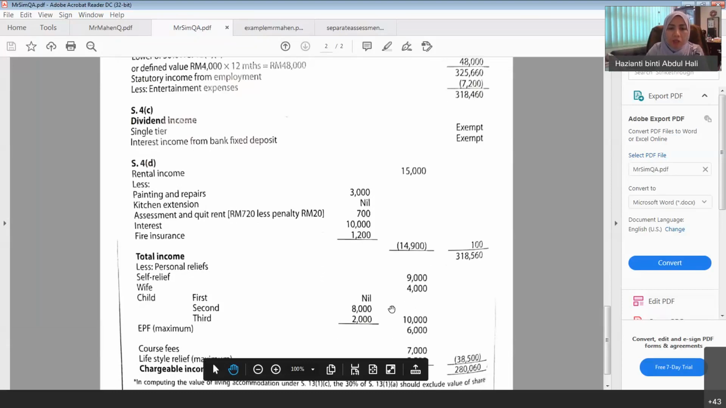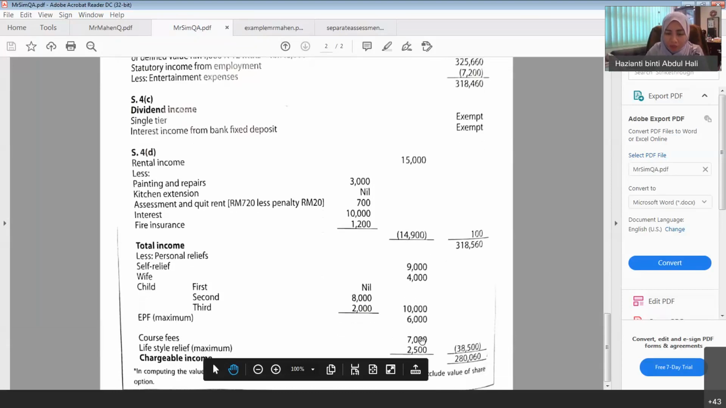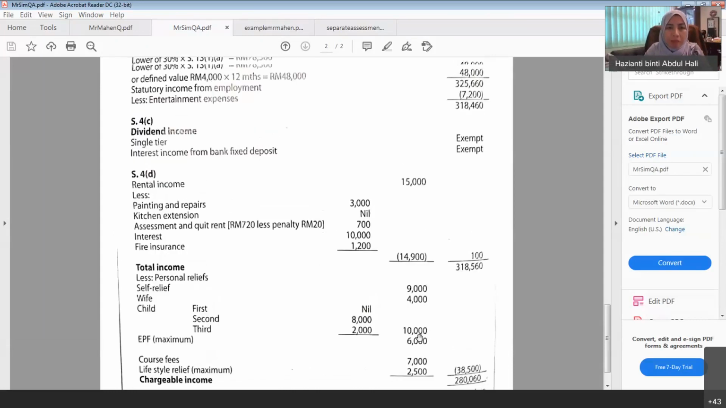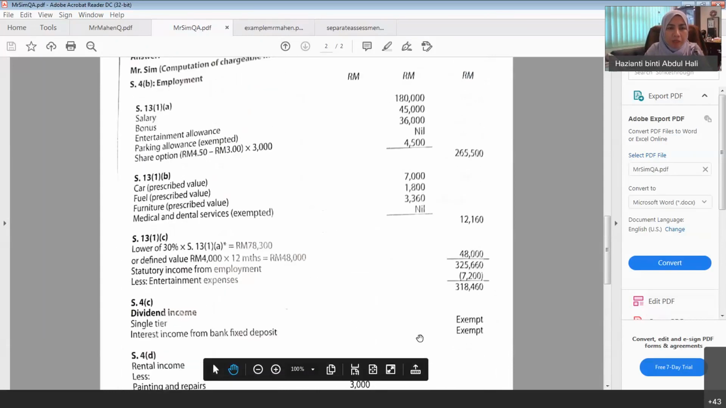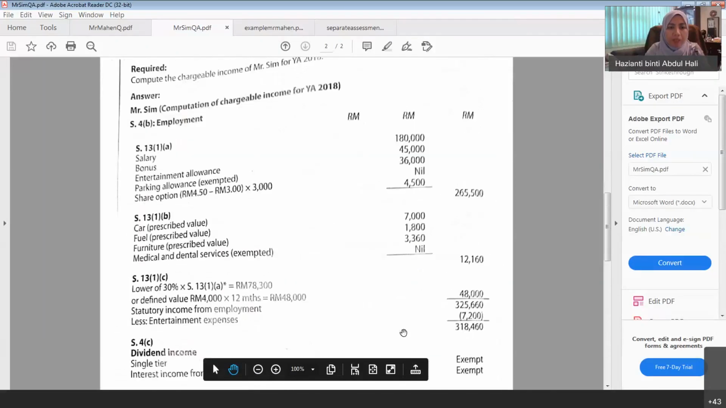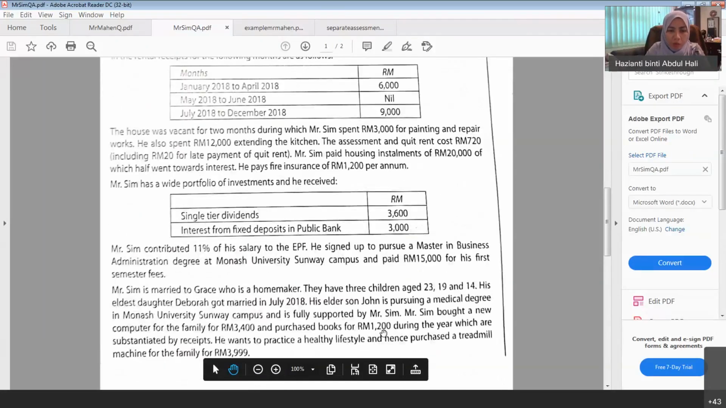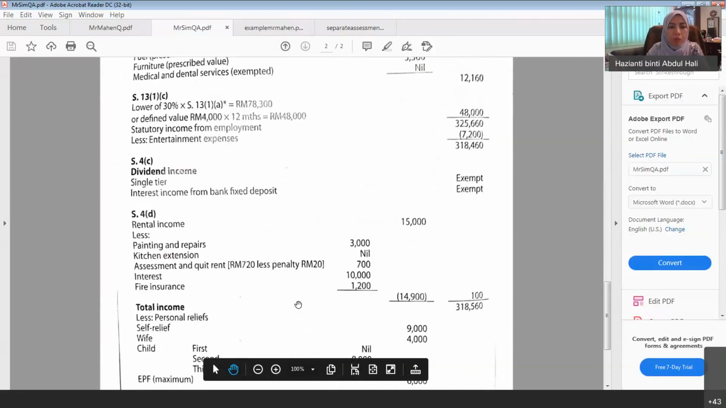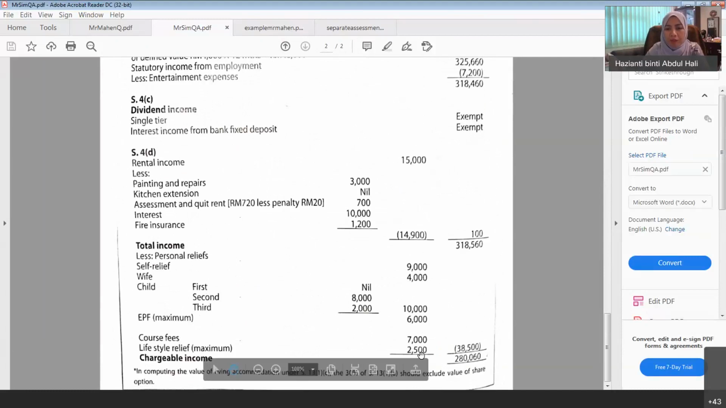Okay, 6,000. For course fees, even though he incurred 15,000, the maximum he can claim, same as Mr. Mahen just now, is only 7,000. And for lifestyle relief, even though he bought many things, you can see the lifestyle relief. He bought books 1,200, a computer 3,400, and a treadmill almost 4,000, which would be 8,000 something, but he can only claim relief up to a maximum of 2,500. Alright, so this is the total relief he gets and this is the chargeable income.